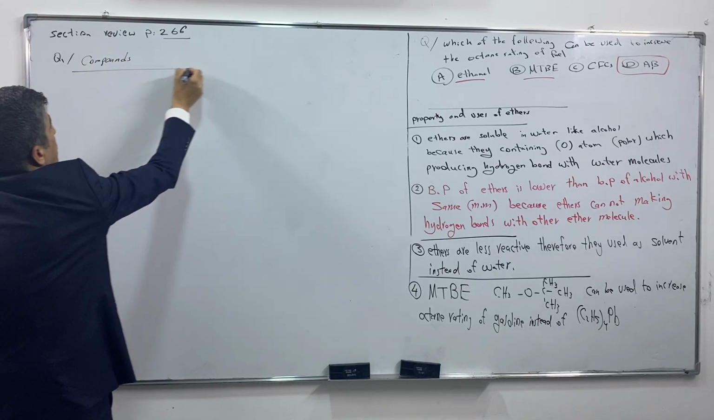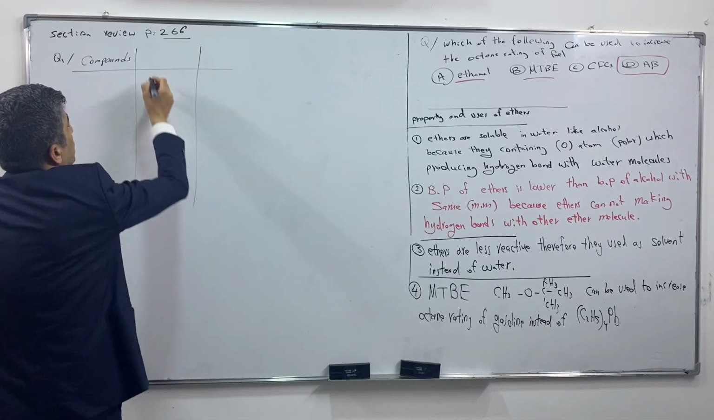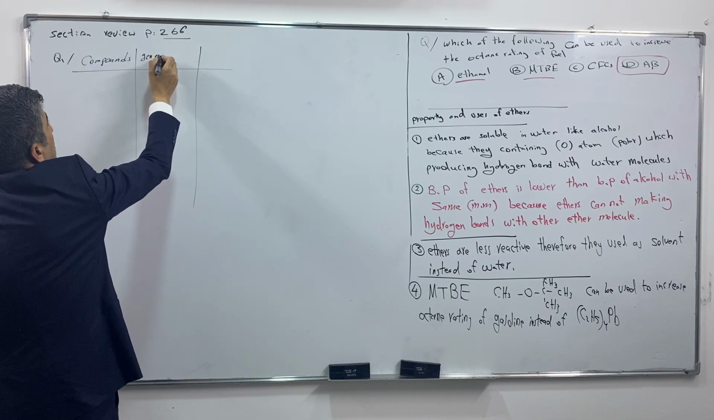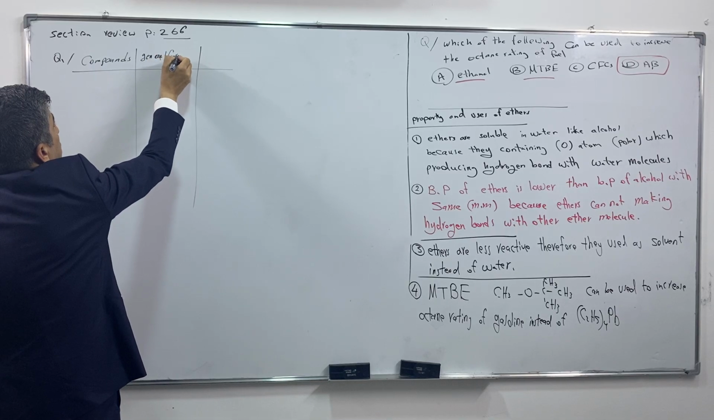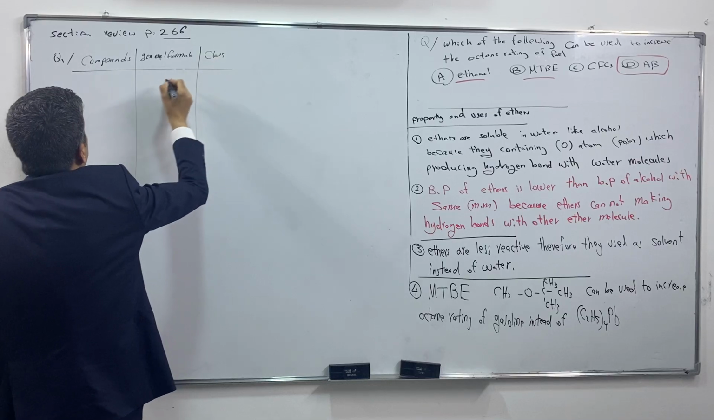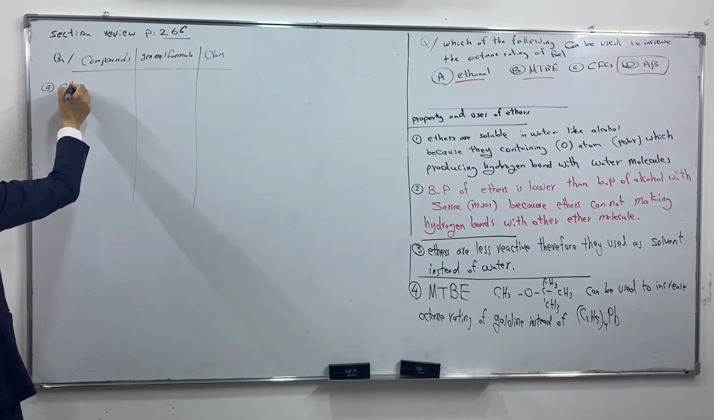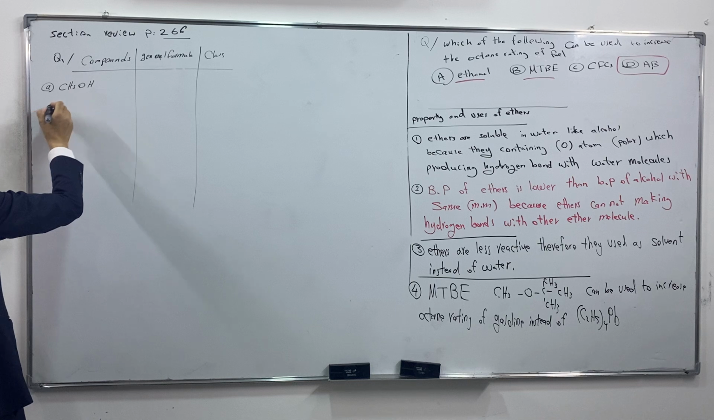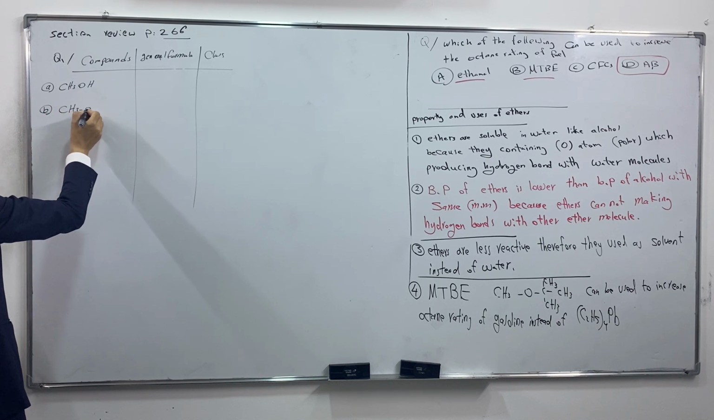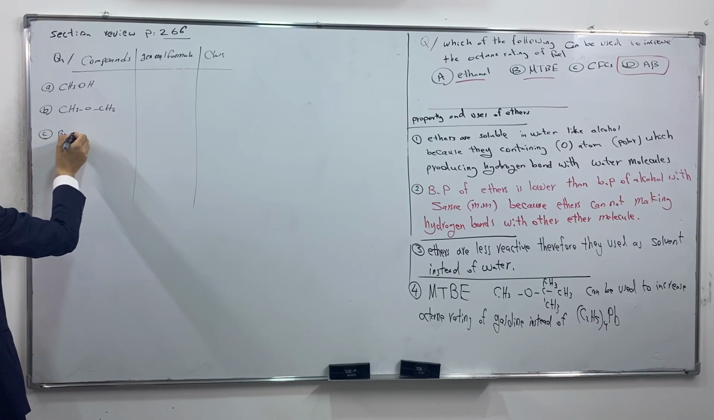and we will try to know the general formula and class of these compounds. We have three compounds. A, we have this compound, CH3OH. B, we have this compound, CH3O CH3. C, we have this compound.